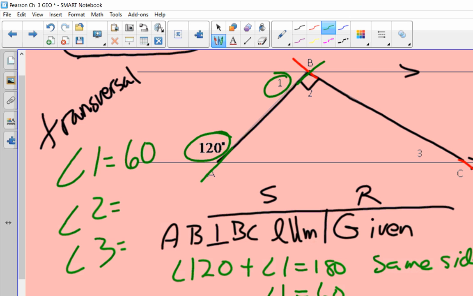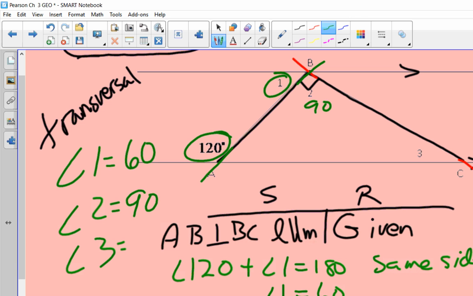Angle 2, well, they told me the two lines were perpendicular to each other, and I know perpendicular means that they're at a right angle, and right angles are always 90. So, you know, that's pretty easy. So angle 2 equals 90 degrees, and that's why, in this case, definition of perpendicular lines. So that's 90. All right.